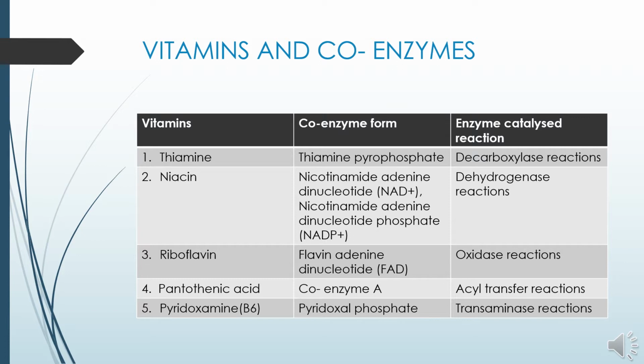Next is pyridoxine, in which the coenzyme form is pyridoxal phosphate, and the enzyme catalyzed reaction is transaminase reaction. Transaminases or aminotransferases are enzymes that catalyze a transamination reaction between an amino acid and a keto acid. They are important in the synthesis of amino acids which form proteins.